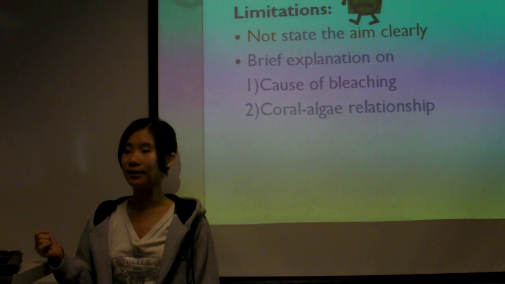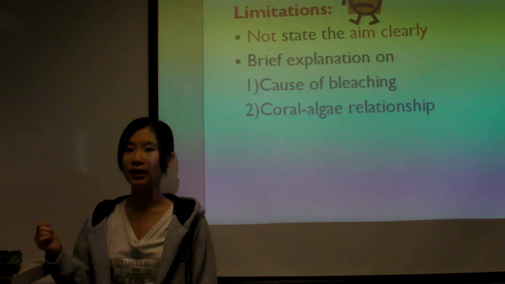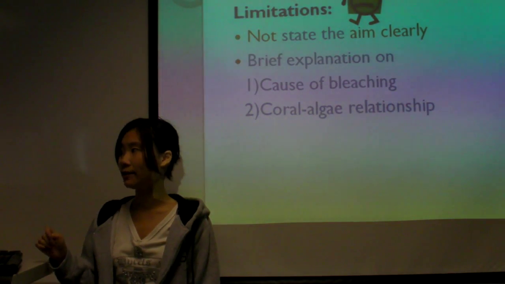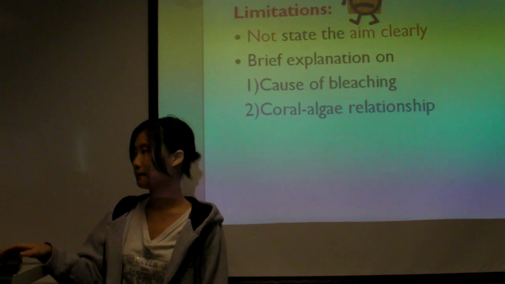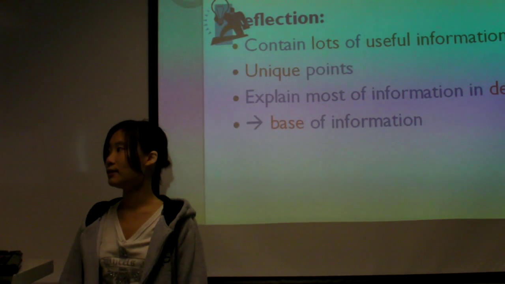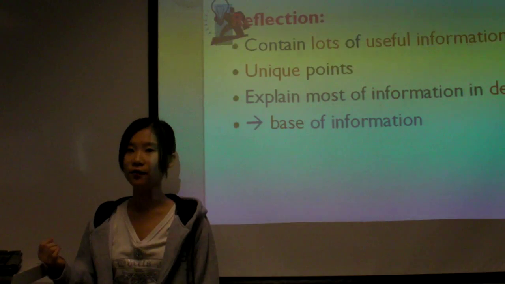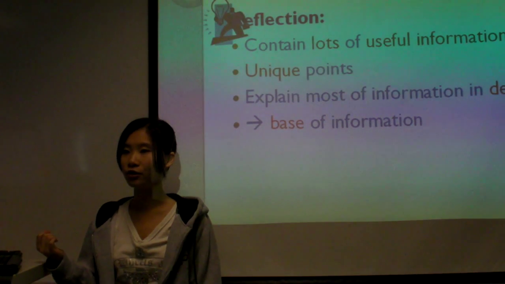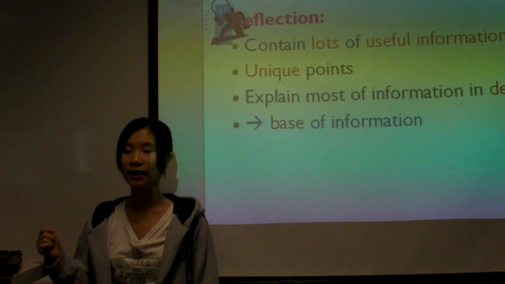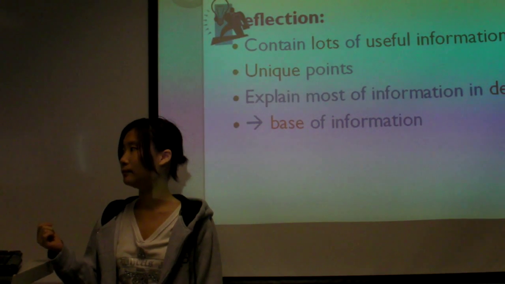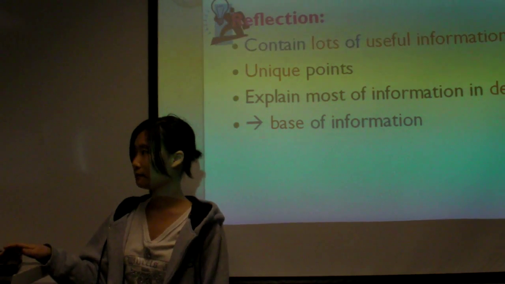The limitation of this article is that the author did not state the aims clearly, and also there are only some brief explanation for the cause of bleaching and the coral-algae relationship. This article will be a useful one because it contains lots of useful information, and they also cover unique points. The information in this article is also explained clearly. Therefore, this article will be the best information for my project.